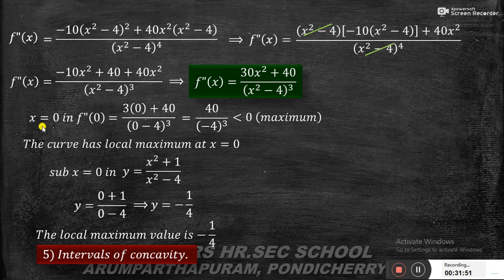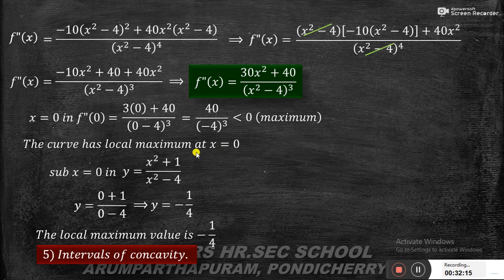Now I substitute the critical point value x equal to 0 in the f double dash. So f double dash of 0 equals 40 by (0 minus 4) whole cube, which is minus 4 whole cube, so the answer is negative. Minus in the answer means it is less than 0. Less than 0 means it is a maximum. The curve has a local maximum at x equal to 0.